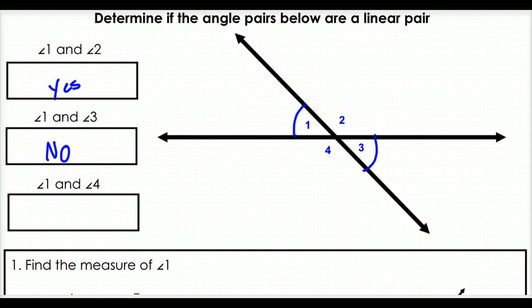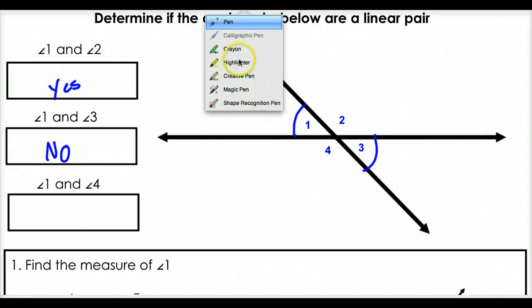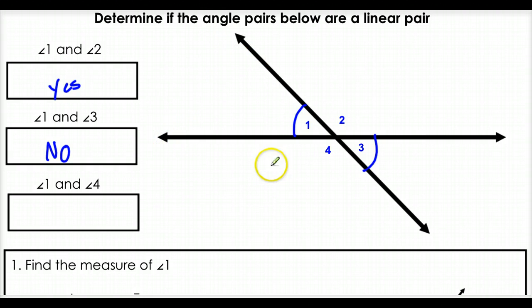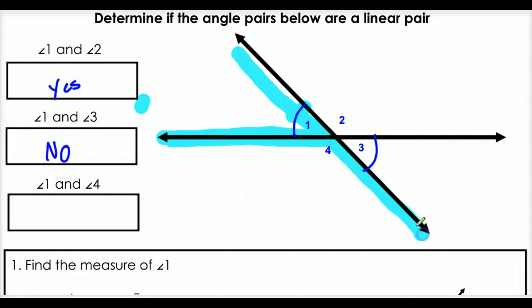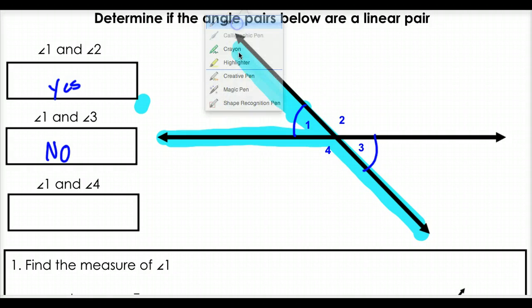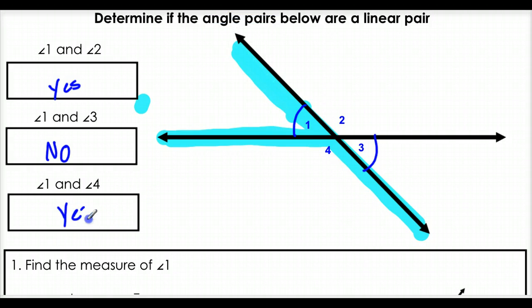All right. And finally, angle 1 and 4. And let's use a highlighter on this one. Angle 1, that's this angle right here, and angle 4 is right here. Now, does this form a straight line? Sure does. That's our straight line on the side over here. So this would be a linear pair. And hopefully you could see the straight line that they form, 1 and 4.